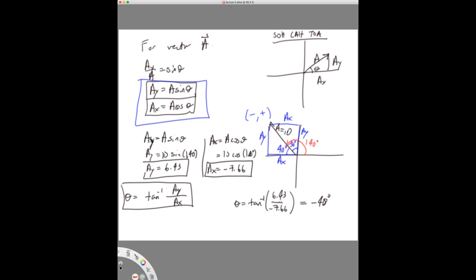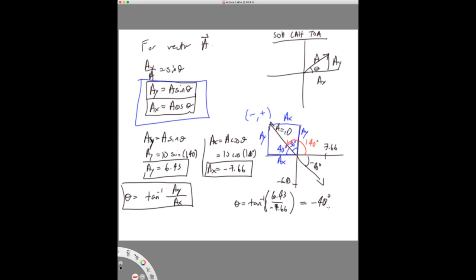And here's why. Because the calculator cannot tell the difference between 6.43 over negative 7.66 and negative 6.43 over positive 7.66. So one of those would be down here. If the y component is minus 6.43 and the x component is 7.66, that would be a negative 40-degree angle. You know, the calculator cannot tell the difference. It can't tell where that minus sign is. So that's why we have to use our brain and be smarter than a calculator.